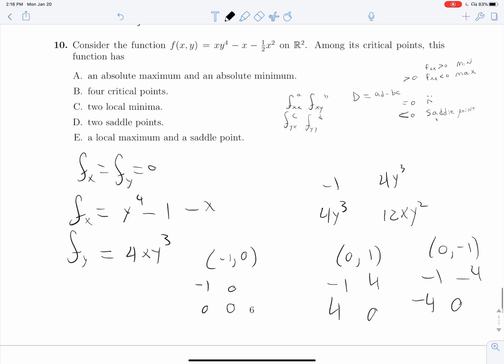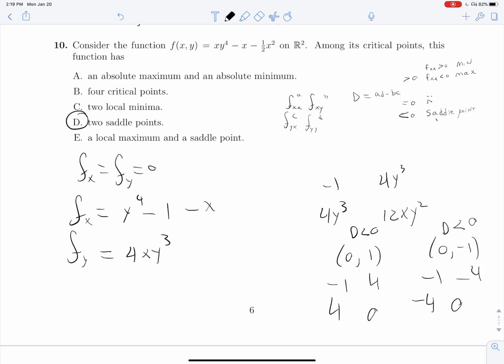Okay, so what did we say? If our discriminant is equal to 0, we know nothing about whether or not it's a maximum, minimum, or saddle point. So over here, if we apply the discriminant AD minus BC, we will get 0. So this guy means nothing for us. This one is not going to be part of any of our answer choices since we don't know anything about it. But otherwise, over here, you will get a negative discriminant, so D less than 0 for both of these guys, which means that we have 2 saddle points.